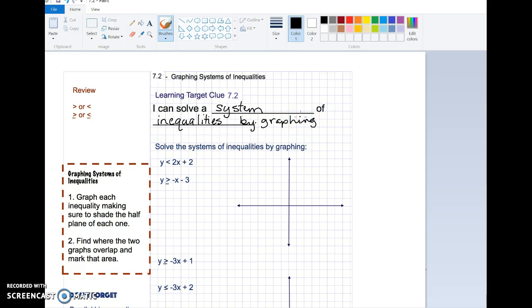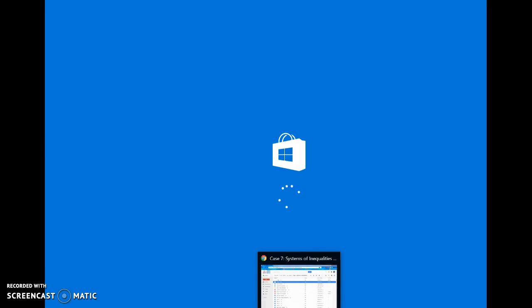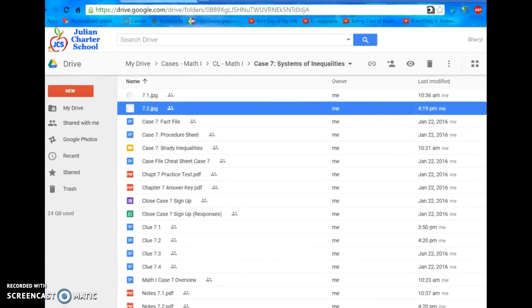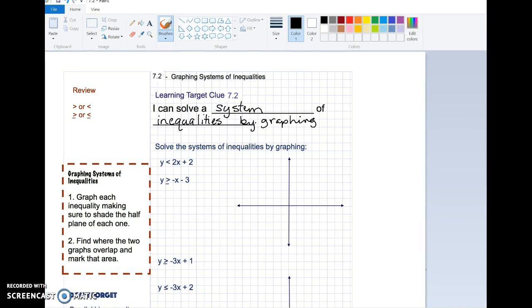With systems of equations, we learned three different ways to solve a system of equations. One was graphing, the second was substitution, the third was elimination. With systems of inequalities, we're just going to use graphing.